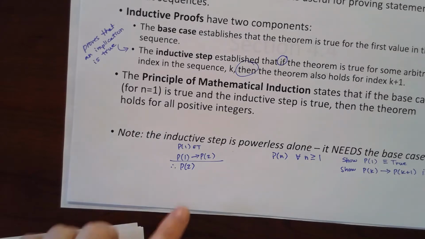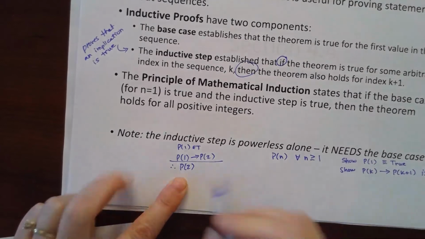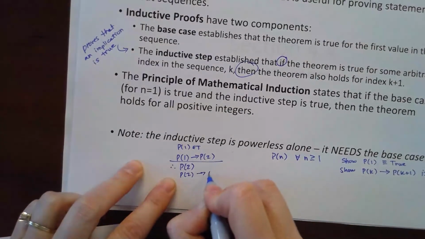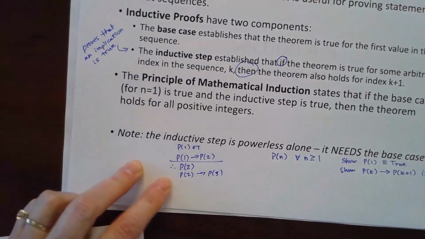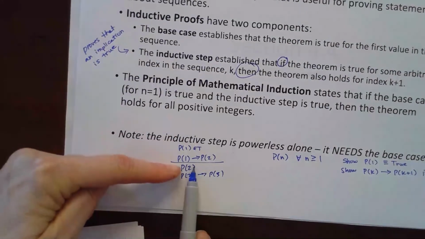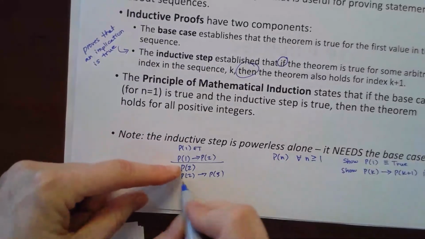Okay. Then I go here and I say, well, if P of 2 is true, then P of 3 is true. Well, I know P of 2 is true because P of 1 was true.